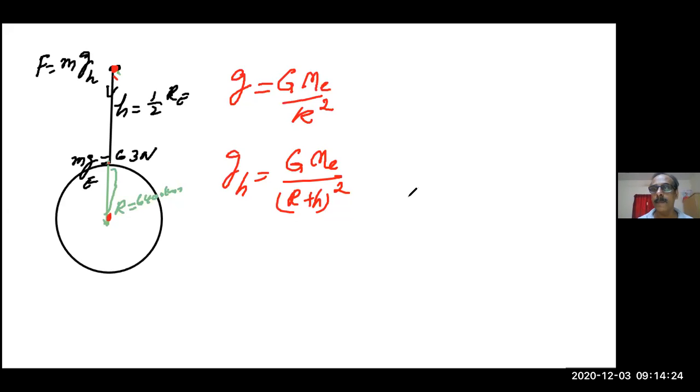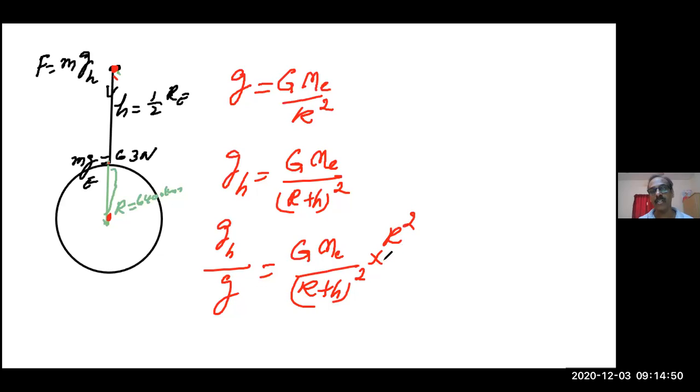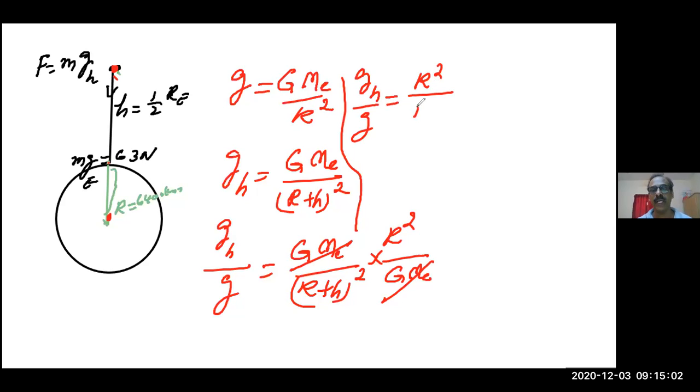If h is very small compared to R, h can be neglected. But here h is not small. Now divide: g_h, it's not g into h, g suffix h, the gravity at a height, divided by g is equal to GM_E divided by (R plus h) whole squared, into R squared divided by GM_E. So GM_E cancels. Then remaining g_h by g is equal to R squared divided by (R plus h) whole squared.